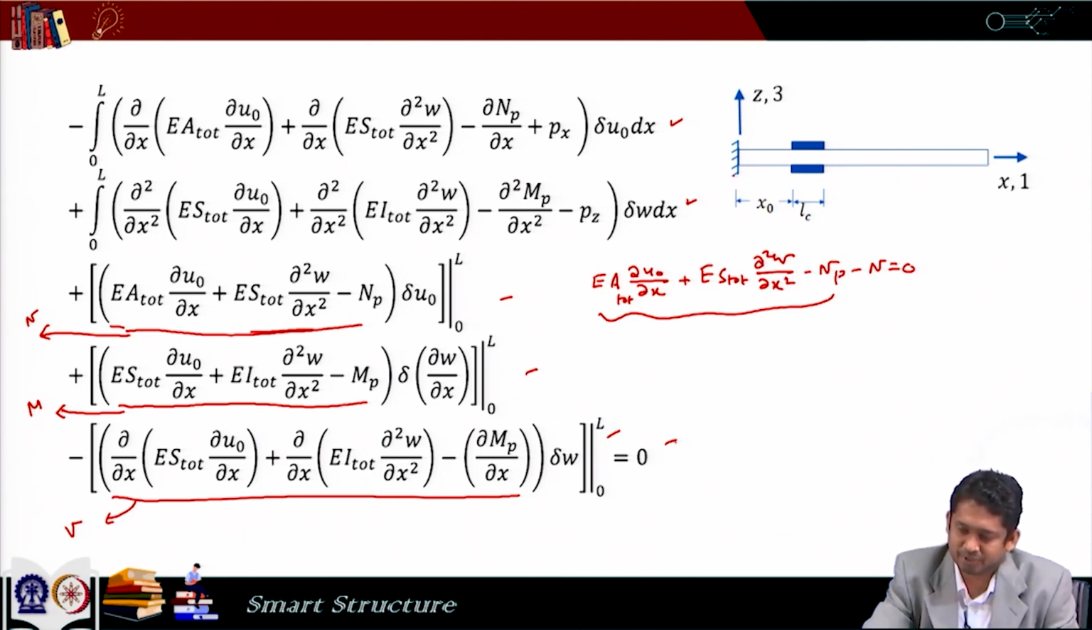Similarly, here we have the slope del w by del x specified, which means the variation of the slope is 0 at this end, and at x equal to L we do not have the bending moment. So, the bending moment is 0 at x equal to L, and at x equal to 0 we have the displacement specified. So, del w is 0 here, and at x equal to L we do not have any shear force. So, that helps me get rid of all these terms, and we are left with only this and this.